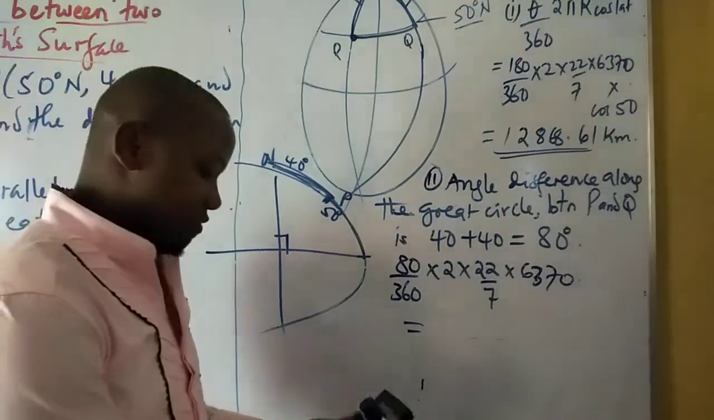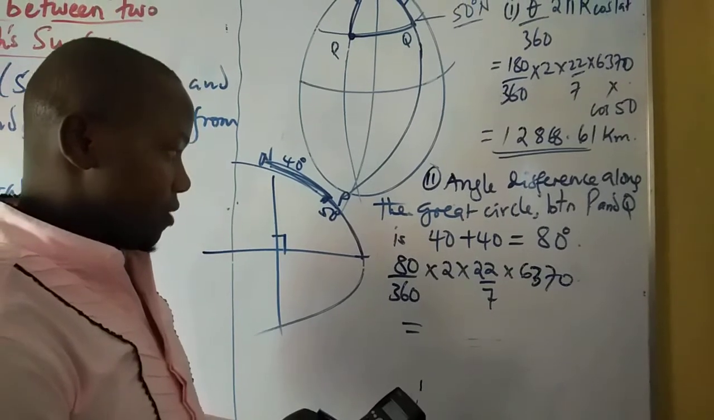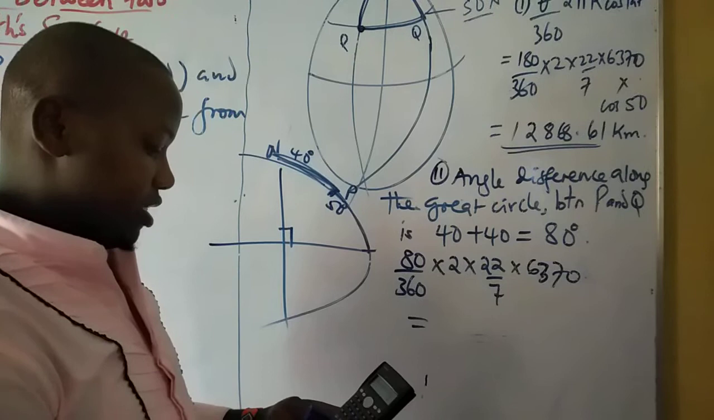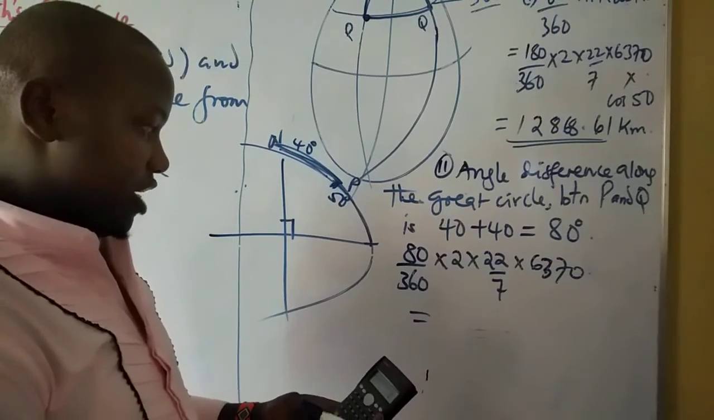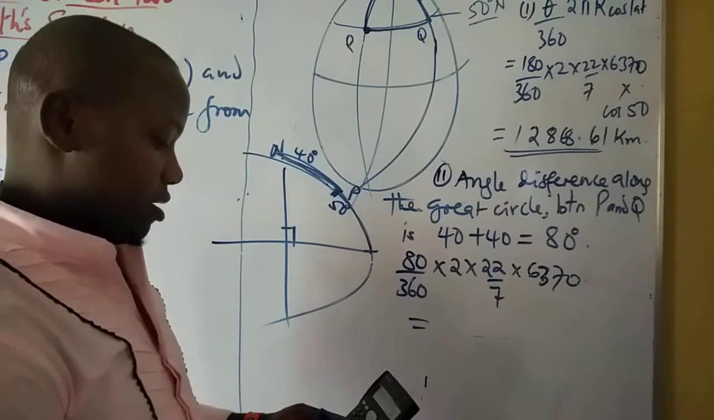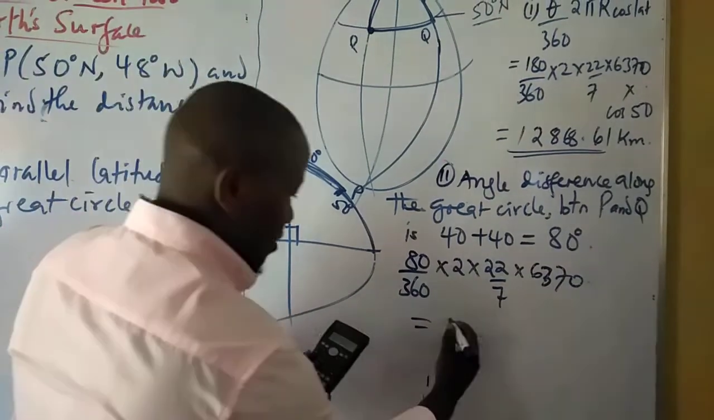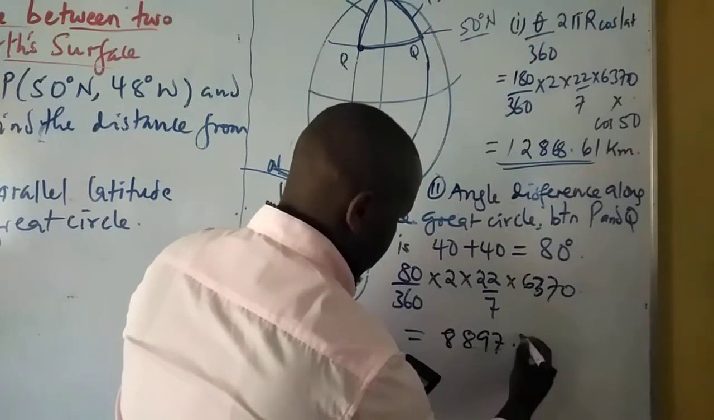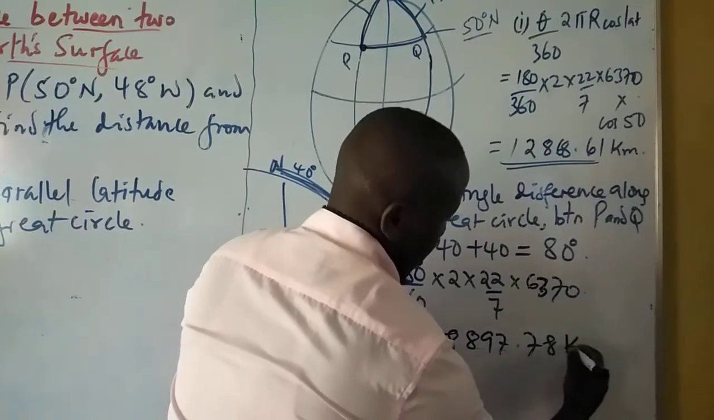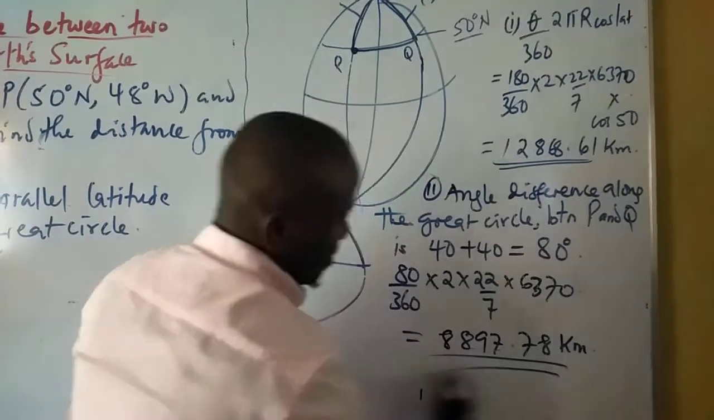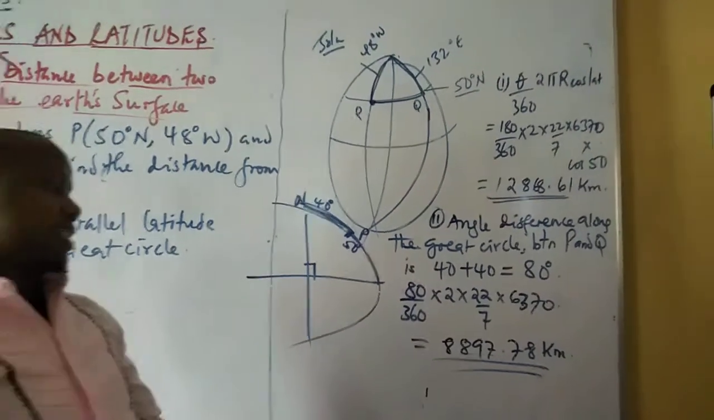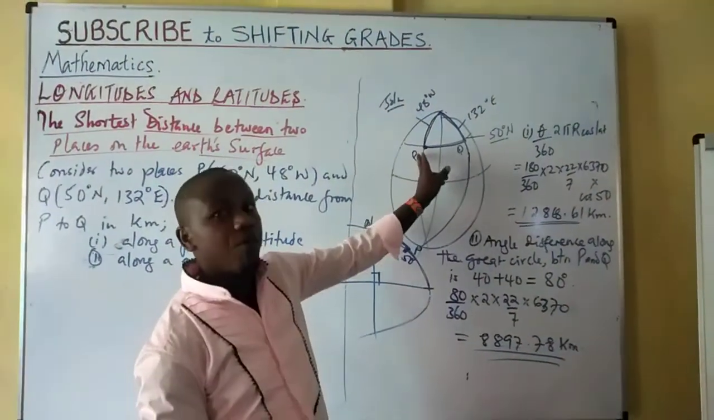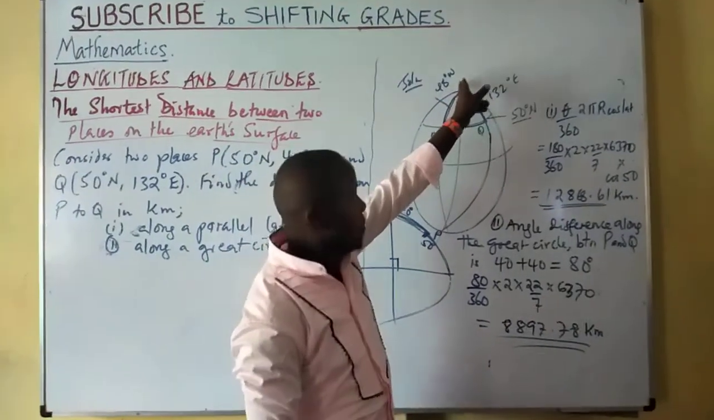Then we compute this very fast. 80 by 2 by 22 times 6370. We divide this by 360 by 7. This gives us 8897.78 kilometers.